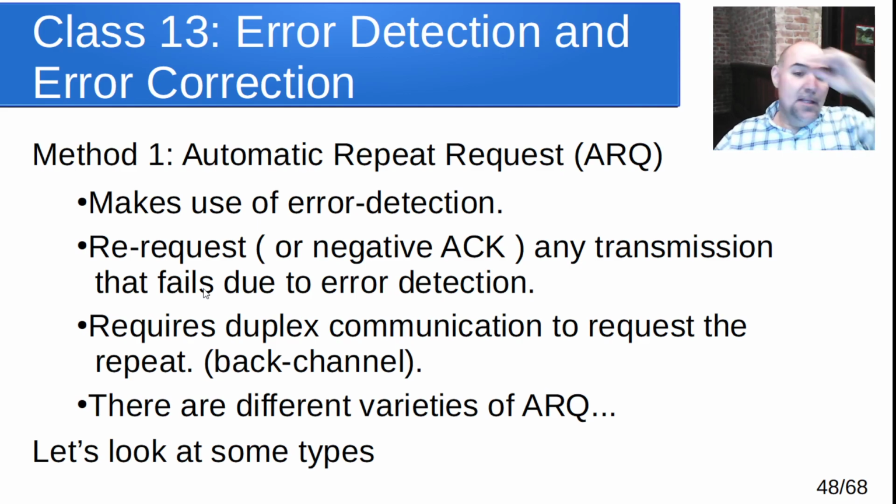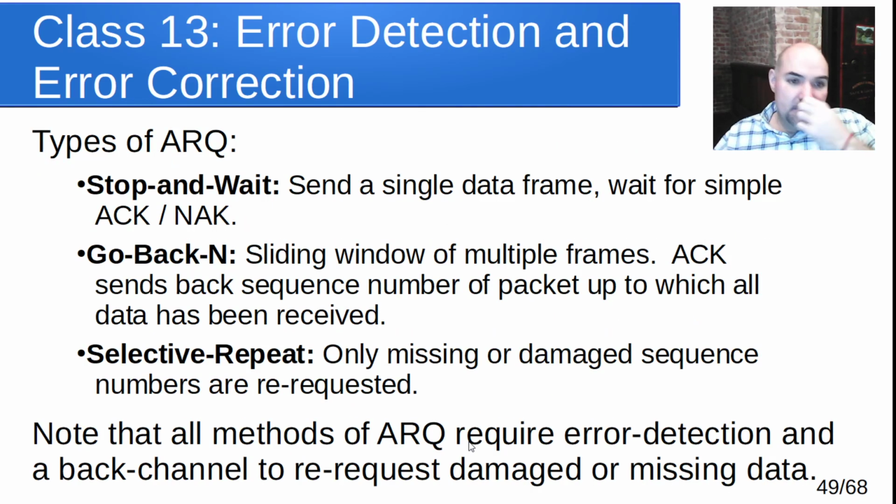So that re-request, though, requires being able to send that back to the transmitter, which requires duplex communication. In other words, we have to have a back channel where we can talk back to the sender to say, yes, I got that, or no, I didn't. And there are some different types of automatic repeat requests, which are called ARQ. So let's look at some of those different types.